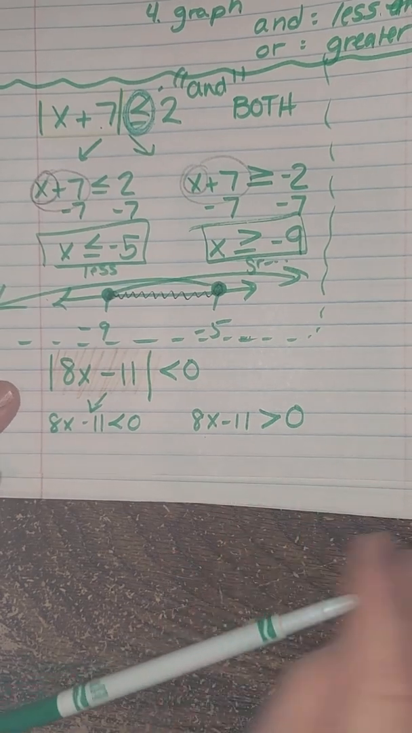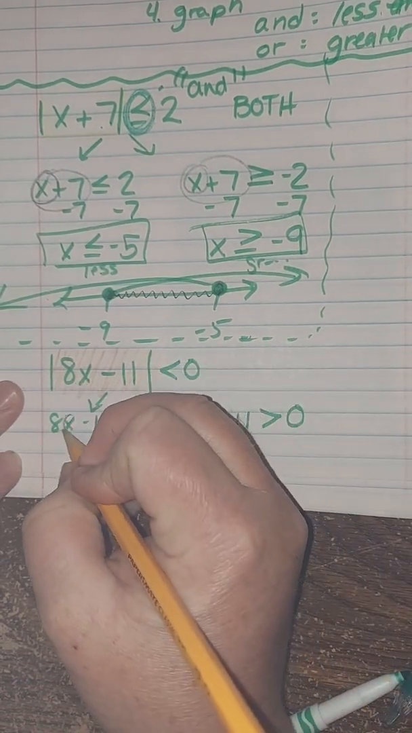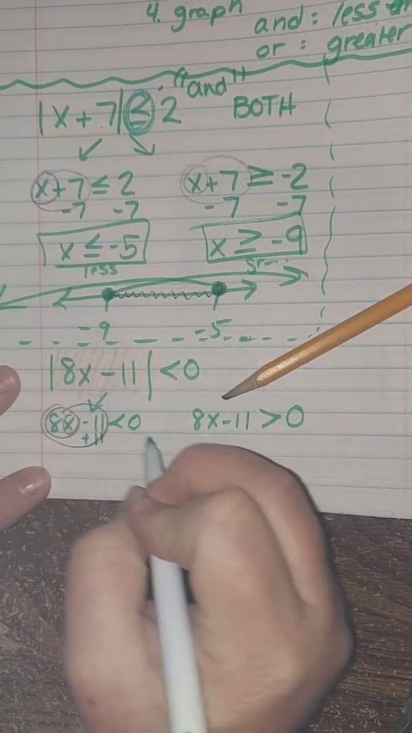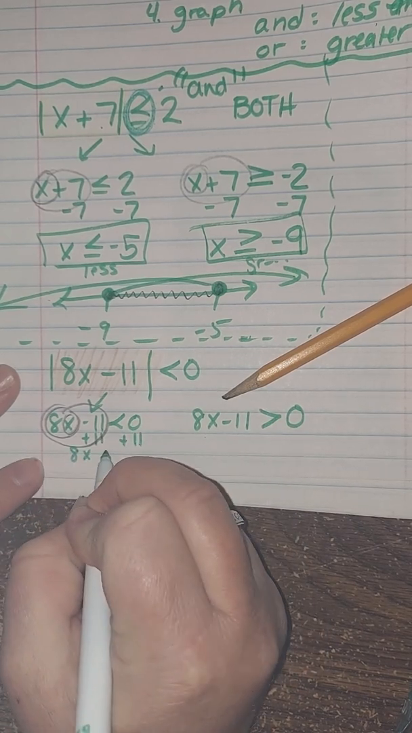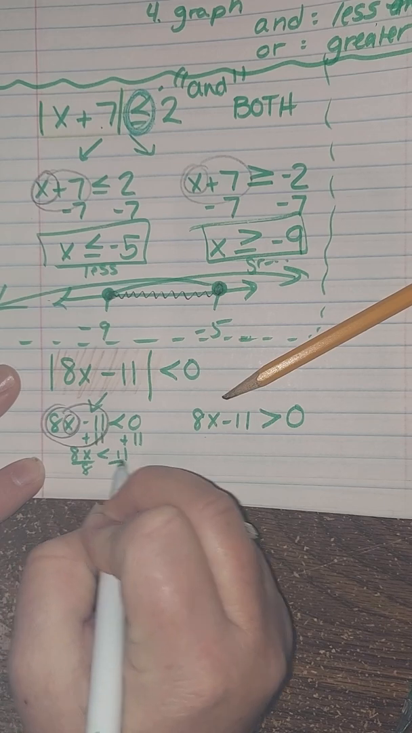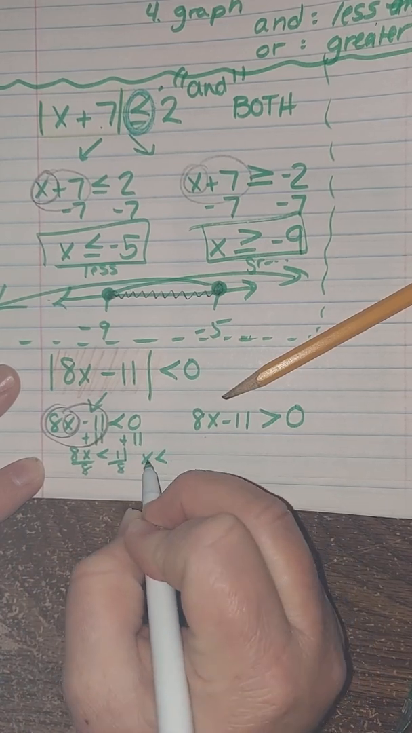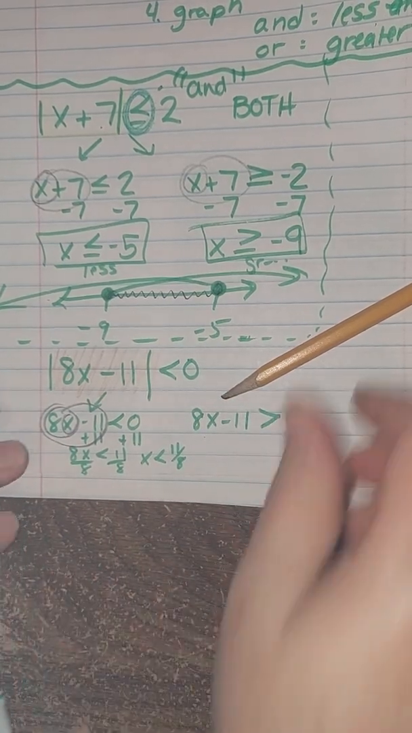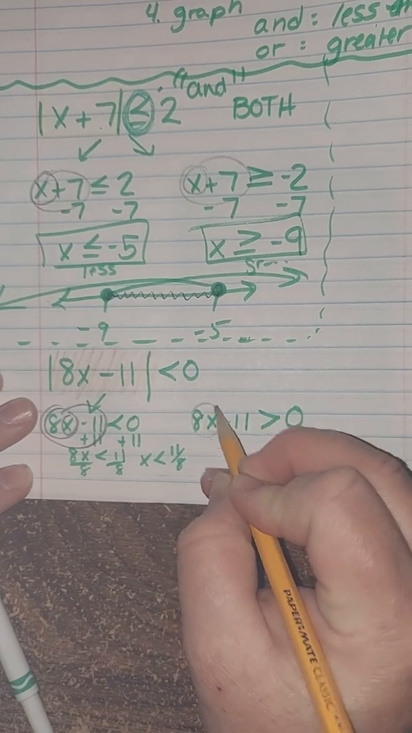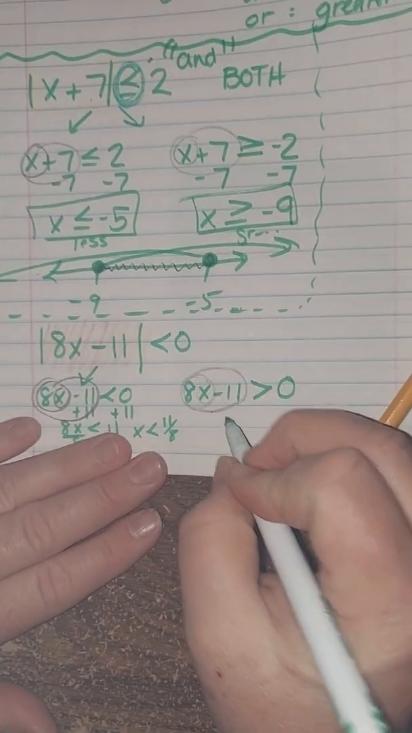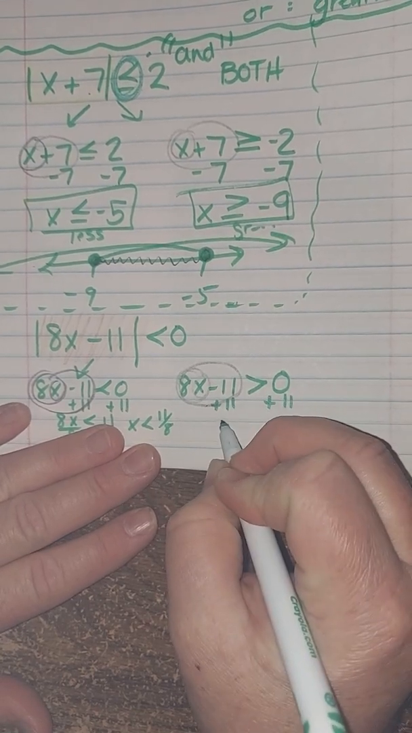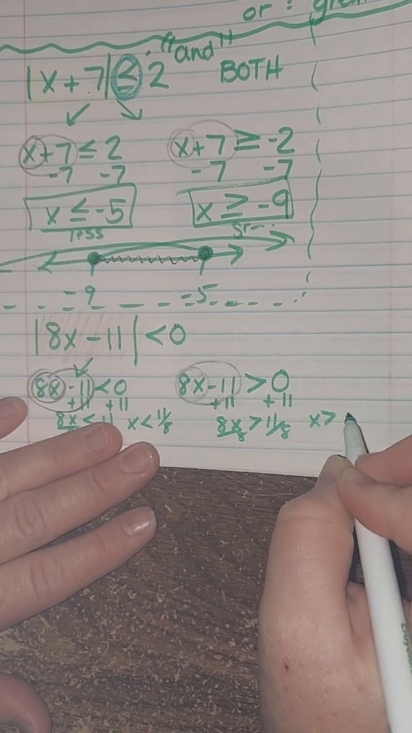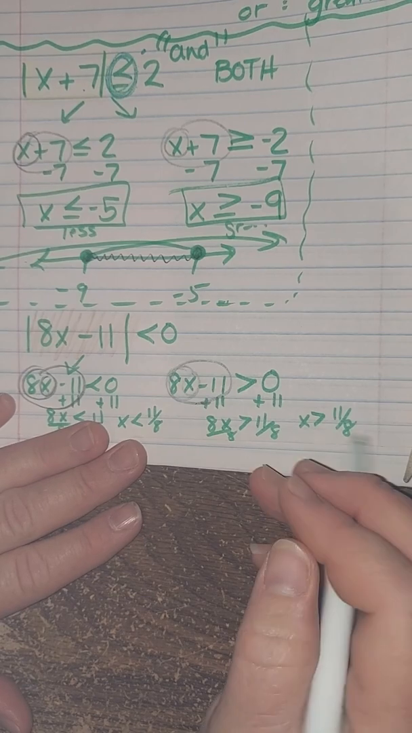All right. Are you ready? Let's go ahead and isolate. Add 11. 8x is less than 11. Divide by 8. x is less than 11 eighths. Yuck. Oh well. Okay, add 11. Divide by 8. x is greater than 11 eighths. Well, that's really bizarre.